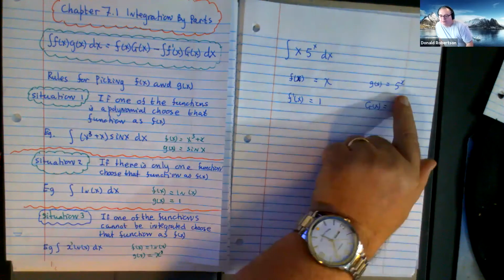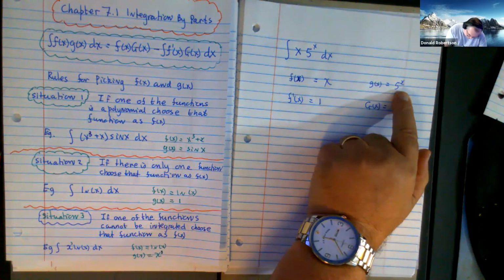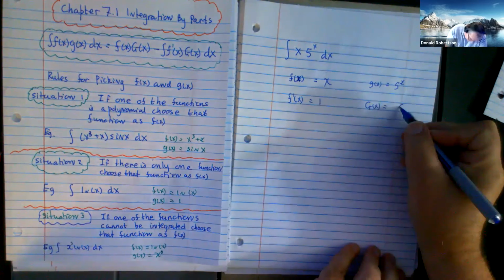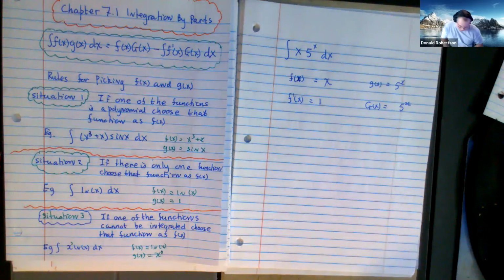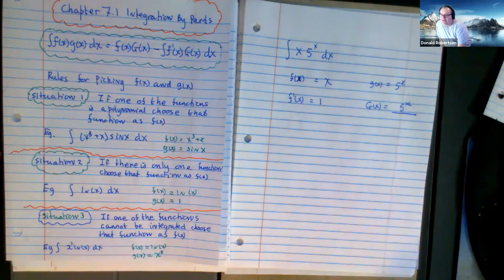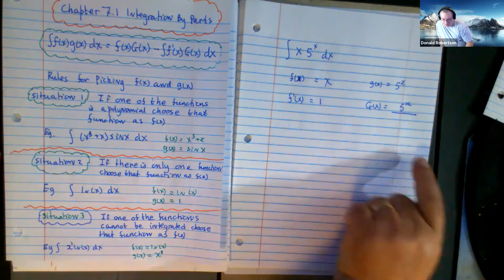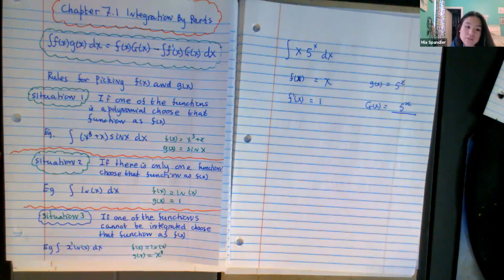Okay, this one's going to require some thought. If you find the antiderivative, if you integrate 5 to the x, you do get 5 to the x, but don't you get something else? What else do you get when you integrate 5 to the power of x, or anything to the power of x, essentially? What goes in the bottom? Natural log of 5. Yeah.